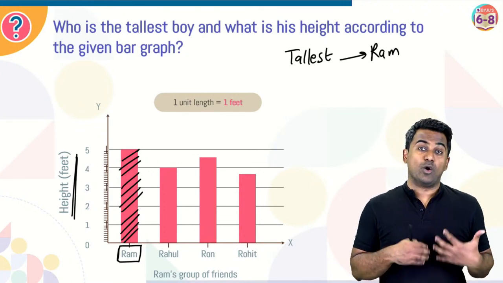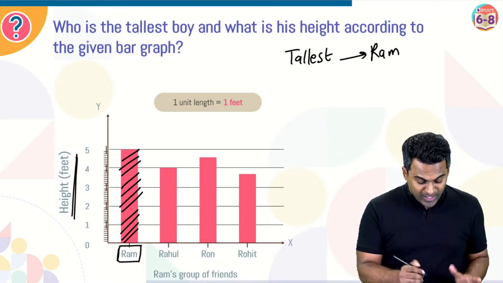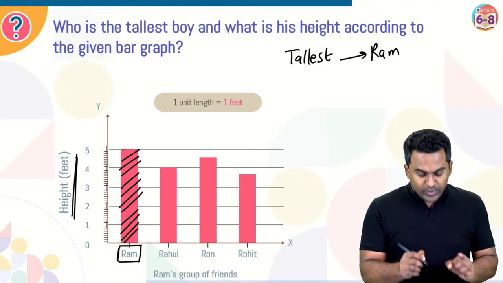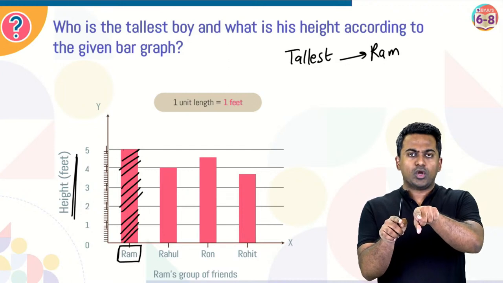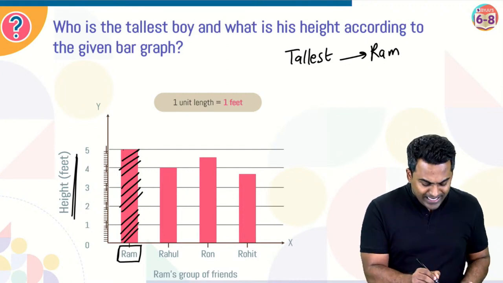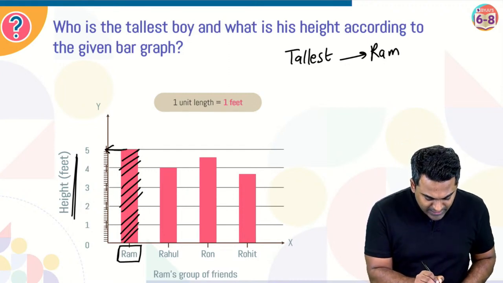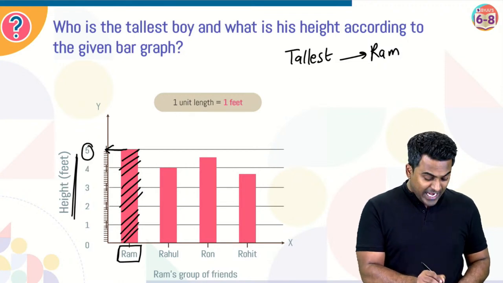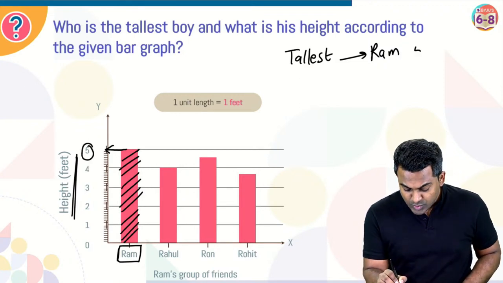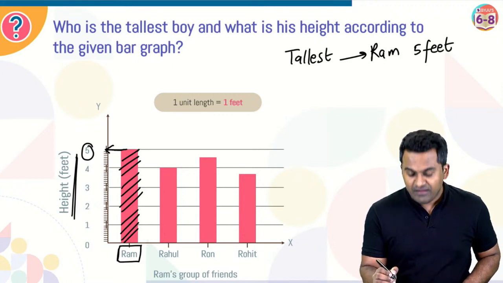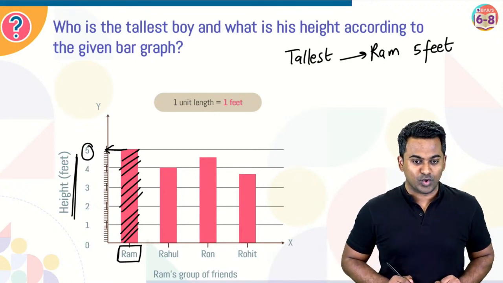Well done. Now, I also wanted the height. Well done, like you guys have said here. So when you look at the top of the bar, make sure you know where it is falling on the y-axis. So this is falling here, right? It's falling on what number here? 5. And the unit has also been given here, feet. So the height is going to be 5 feet. Well done. So you've understood it.